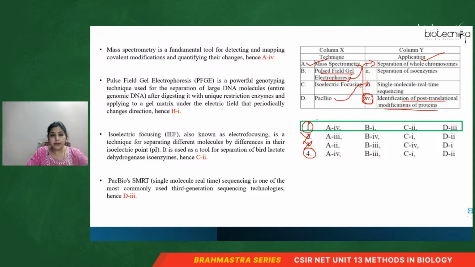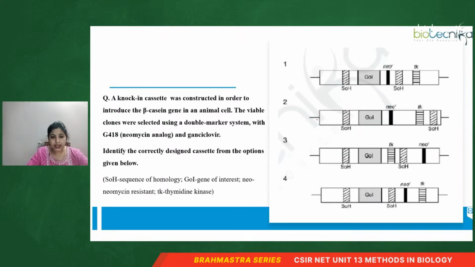Now we have the last 10 minutes of this session, so let's quickly solve 2 more questions. Here is a question based on gene knockout technology. A knock-in cassette was constructed in order to introduce the beta casein gene in an animal cell. The viable clones were selected using a double marker system with G418, which is a neomycin analog, and gancyclovir. You have to identify the correctly designed cassette from the options given below.